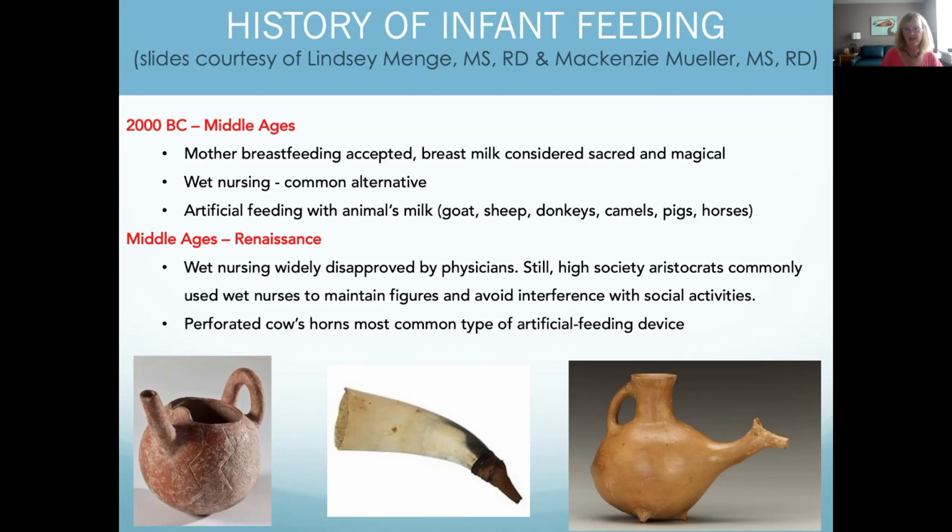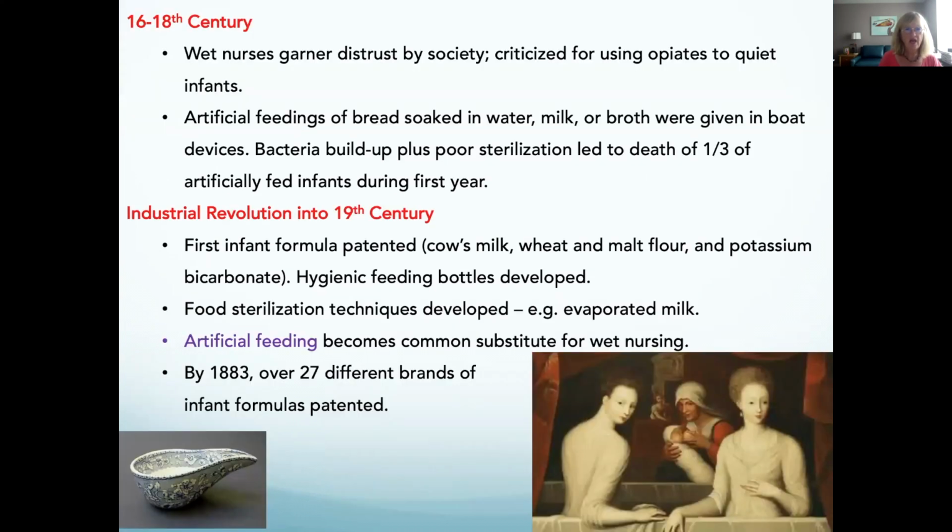One thing I'd like you to think about is cleanliness. This is well before germ theory and before we understood what was going on. So it was really common for infants that were fed artificially to die. They got sick. Later on, I'm not going to read all this to you, but wet nurses were distrusted. This is interesting because they were using opiates to quiet infants, which is just interesting all around. Then we started doing a little better job of artificial feedings, with bread, water, milk, and broth in combinations to try to keep kids alive. But again, without sterilization, we didn't know what we were doing.